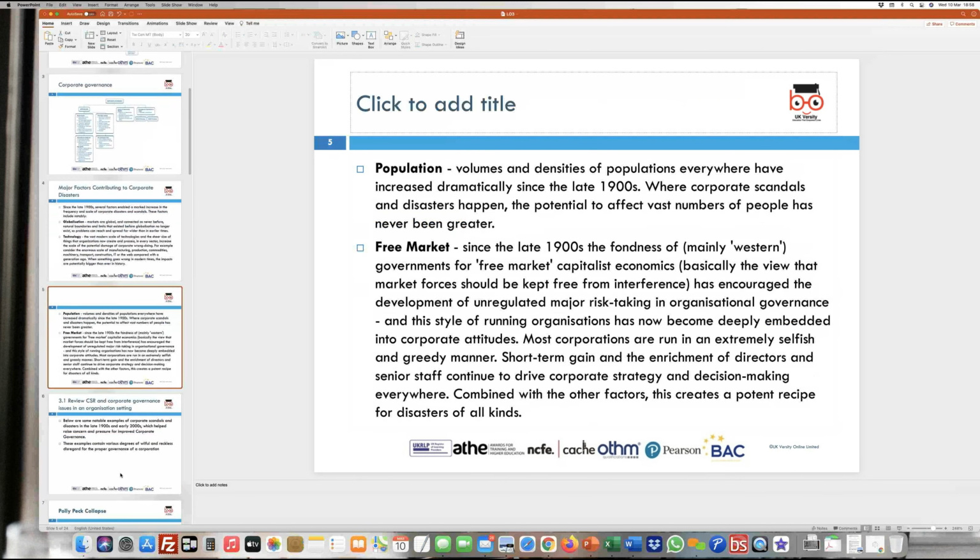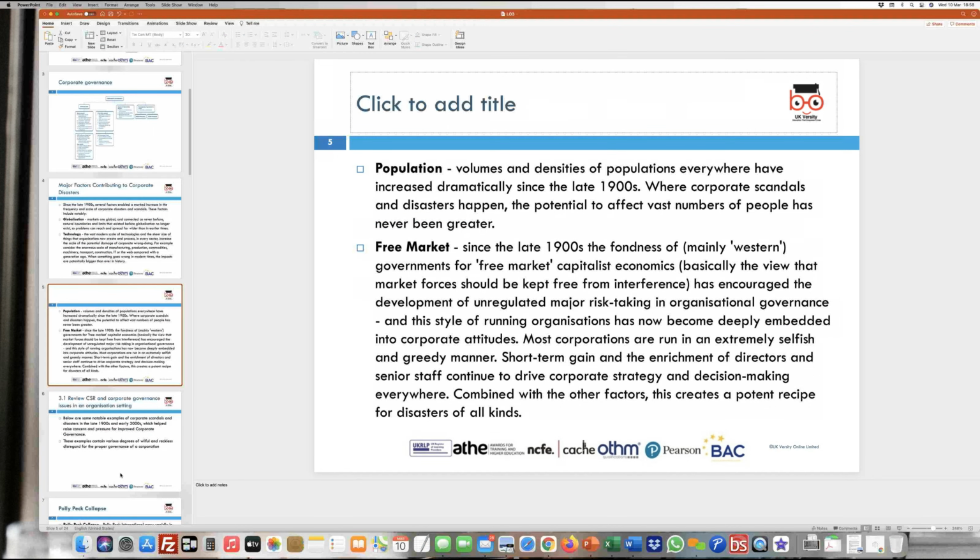Then sometimes you look at factors like population and factors like free market. They also contribute towards corporate disasters. When I look at population, the reason why banking frauds or companies going bust happen globally is that sometimes the operations of the company or the bank become too big. The lending by the banks can become too aggressive, and it leads to the creation of what is called bad debts.